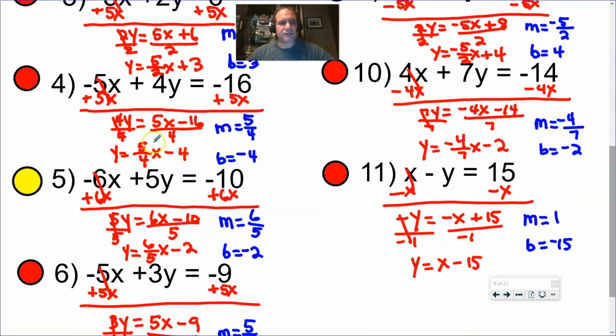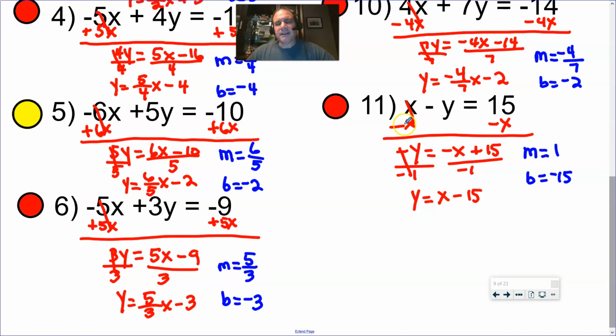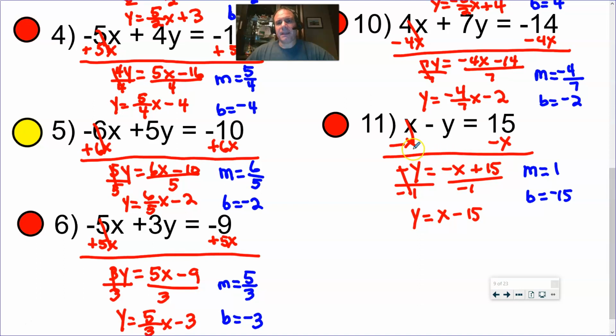The one that I wanted to go over, and hopefully you did get right here, again, I'm keeping this fraction for number 4. I'm keeping the fraction again for number 10. You notice that that's the slope. I'm not going to divide them. The one I really wanted to go over is number 11. I subtracted x on both sides, and I have negative y. See this? Negative y equals negative x plus 15.